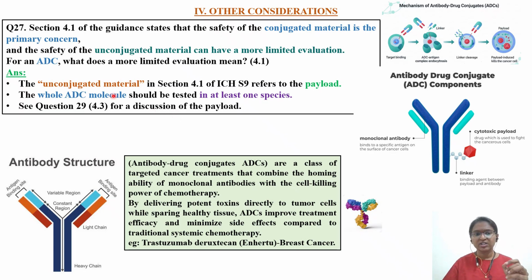So before going further, try to understand, as I told you, this is the complete structure of an antibody drug conjugate. These are the different components: antibody, linker as well as payload. Here you can see how, at various stages, the ADC mechanism works, how this vesicle-like formation occurs with respect to the payload.